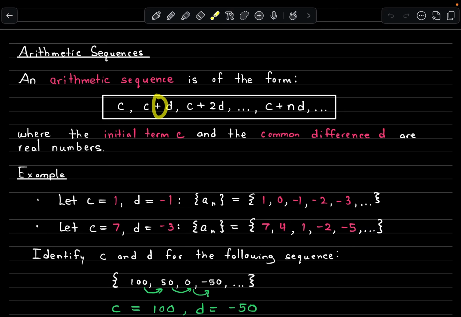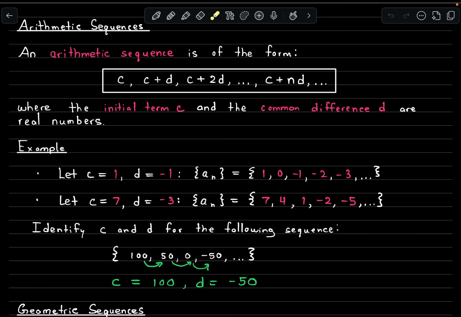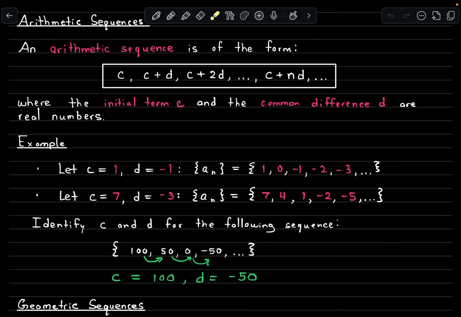And that formula, remember, in an arithmetic sequence is presuming that you're adding something. So even if you're going down, then you can still just be adding a negative number, okay? That's our first type of sequence.